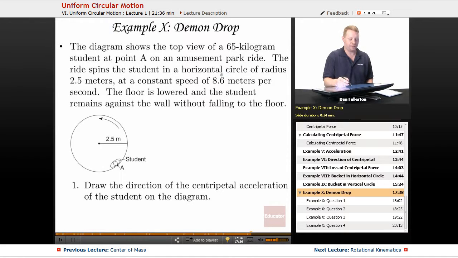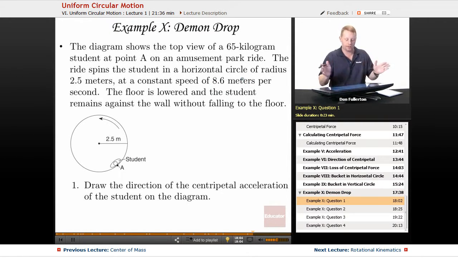The ride spins a student in a horizontal circle of radius 2.5 meters at a constant speed of 8.6 meters per second. While that's happening, the floor is lowered and the student remains against the wall without falling to the floor. There's no floor there, but the student remains against the wall.